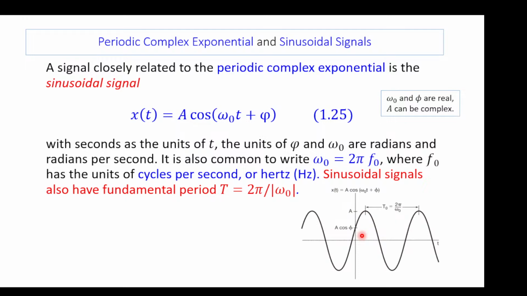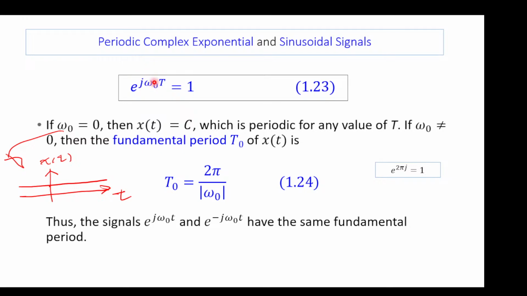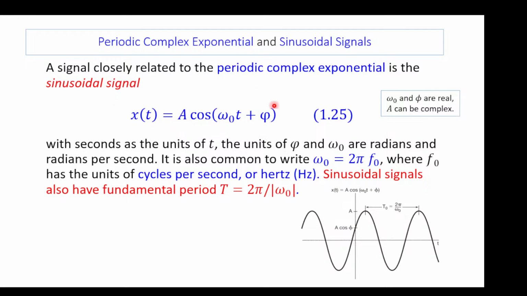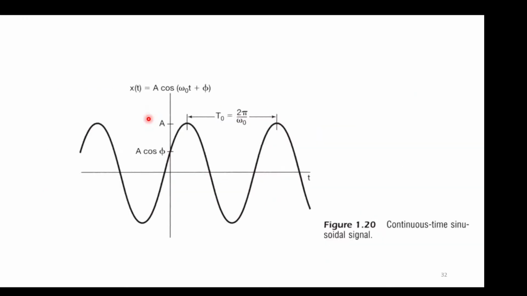Something funny here is that in this expression, we assume omega naught and phi are real. So the omega naught here is real. If omega naught here is not real, then it's not periodic. Similarly for phi, it's a bit complicated, but anyway, omega naught and phi are real, but A can be complex. So that's a subtle point. Okay, so this is our continuous time sinusoidal signal. It's also periodic, and usually if A is real, it's a real function, so we can plot it.